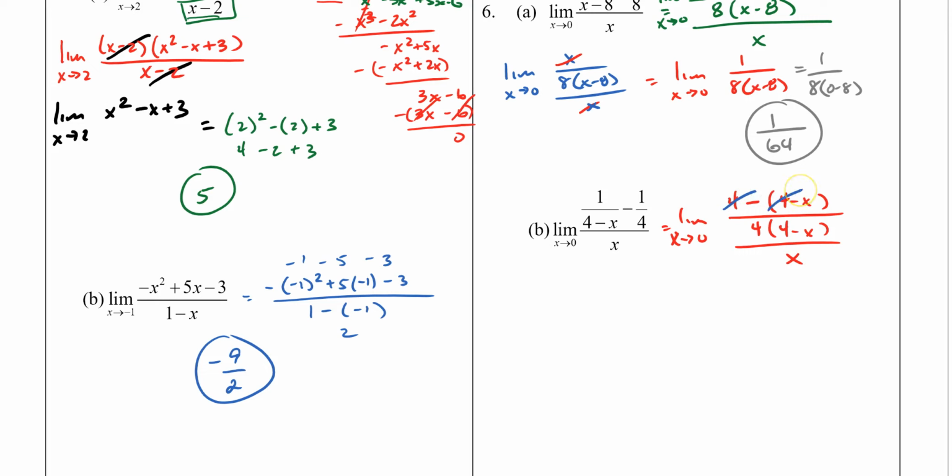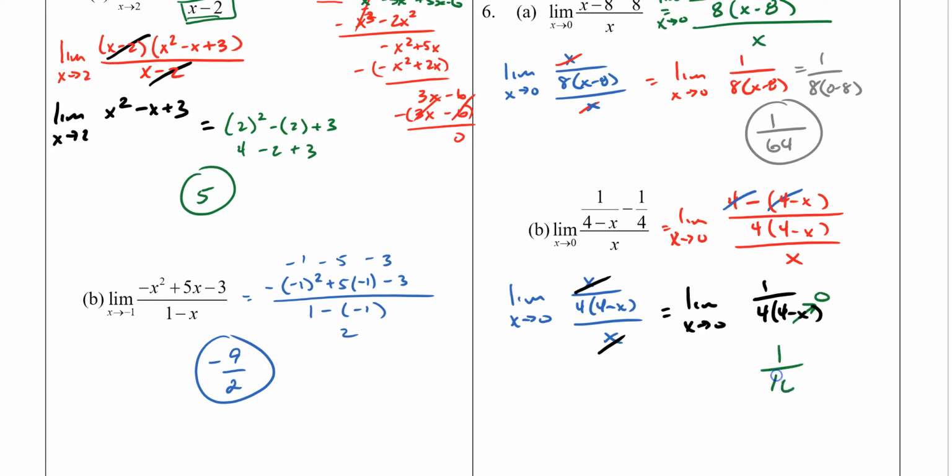4 take away 4 cancels out, and I'm left with the limit as x goes to 0 of x over 4 times 4 minus x all over x. Those x's cancel. Limit as x goes to 0 of 1 over 4 times 4 minus x. Once again, now I can do my direct substitution, make x go to 0, and I get 1 over 16.